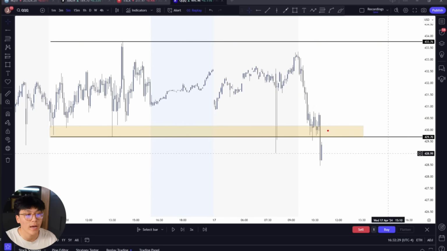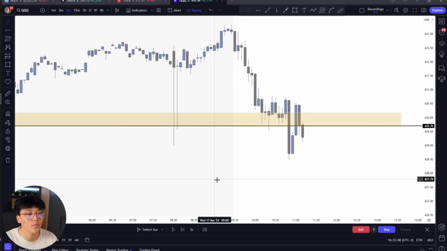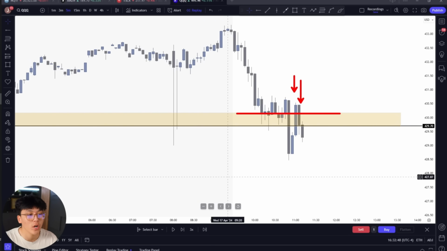You can see right here, we have displacement towards the downside underneath your previous day's low. So what we're going to be looking for is now the retest of your previous day lows for continuations towards the downside. And you can see right here, price got above your previous day highs, but never broke trend structure. We got back underneath your previous day's low.